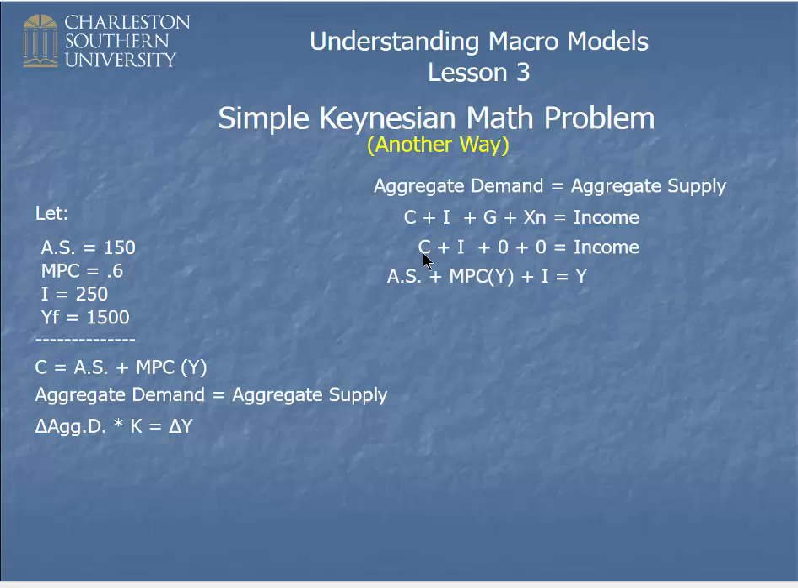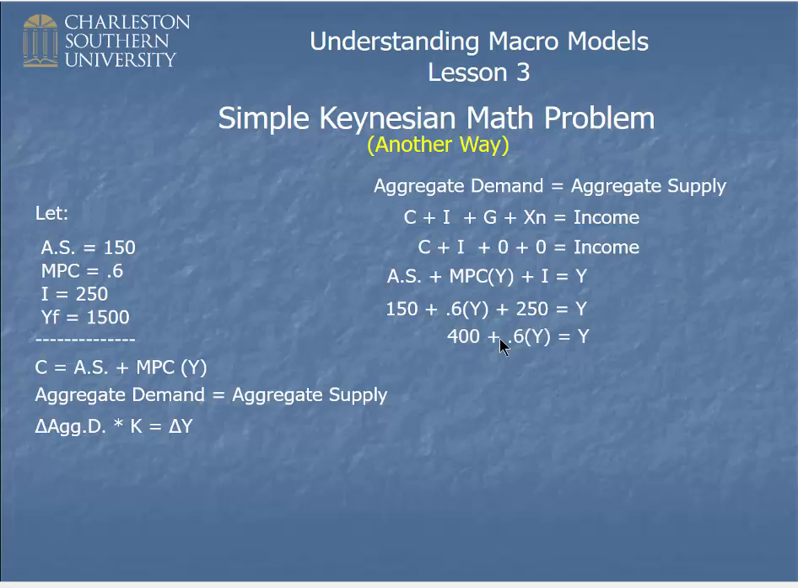And now consumption is this. Consumption is autonomous spending plus MPC times income. I didn't put brackets around it in the slide, but this little piece right here is consumption, then plus this little piece here is investment, that's obvious, and then there's nothing else because government spending and net exports are zero. Now the next thing I want to do is grab these numbers and put them in here where they belong. So autonomous spending is 150, the marginal propensity to consume is 0.6 times income, investment is 250 equals Y. So the next thing to do is let's gather up these whole numbers.